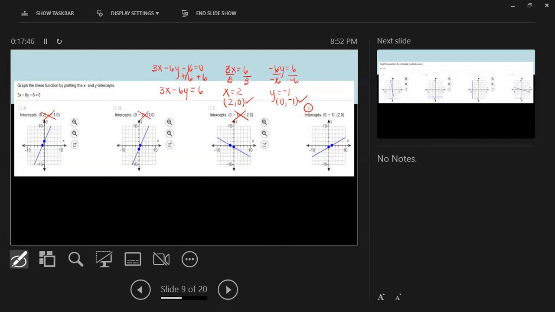And that's how you would graph it, as you can see there. So D is the correct answer. So that's how you would do an item similar to that one.